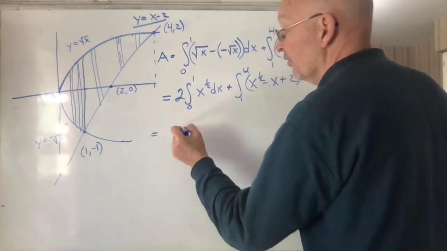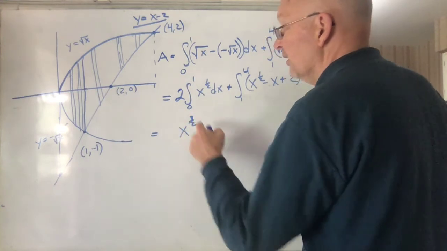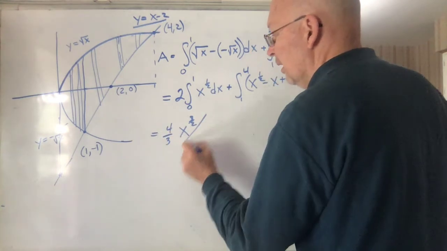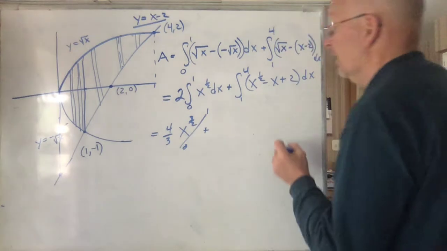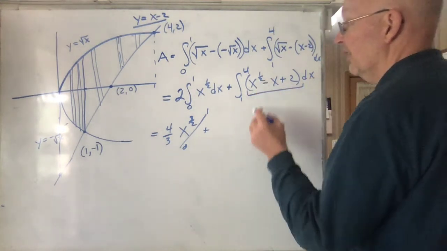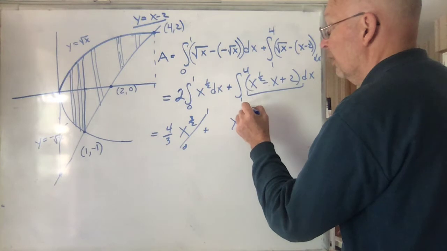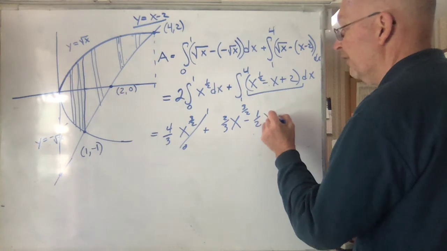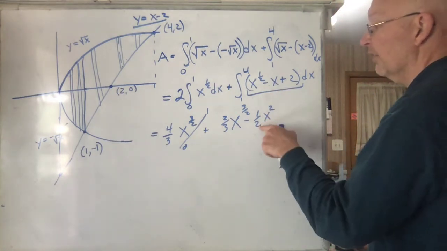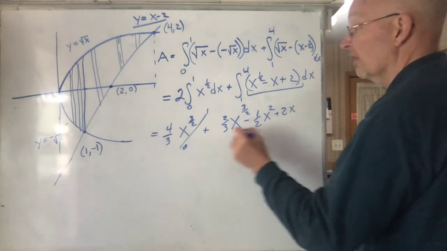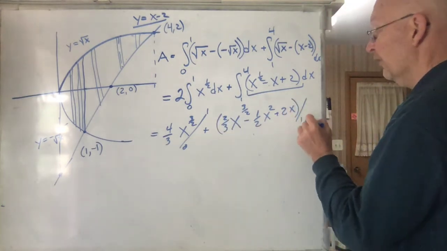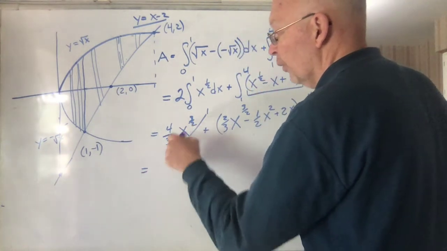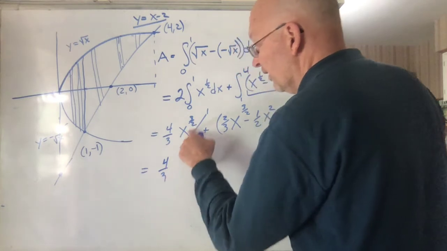If I evaluate this, it's going to be x to the 3/2 times 2/3. 2/3 times 2 is going to be 4/3, evaluated from 0 to 1. Plus, when I do this, same thing. It's going to be x to the 3/2 times 2/3 minus 1/2 x squared. Agreed, the antiderivative of that is 1/2 x squared plus 2x. And that whole thing is evaluated from 1 to 4. So you stick in 1 here, 1 to any power is 1, you're going to get 4/3. Stick in 0, you're going to get 0.